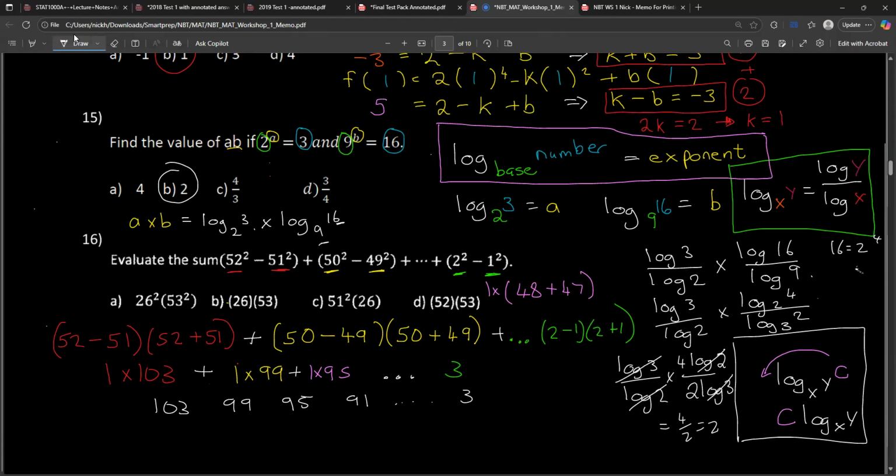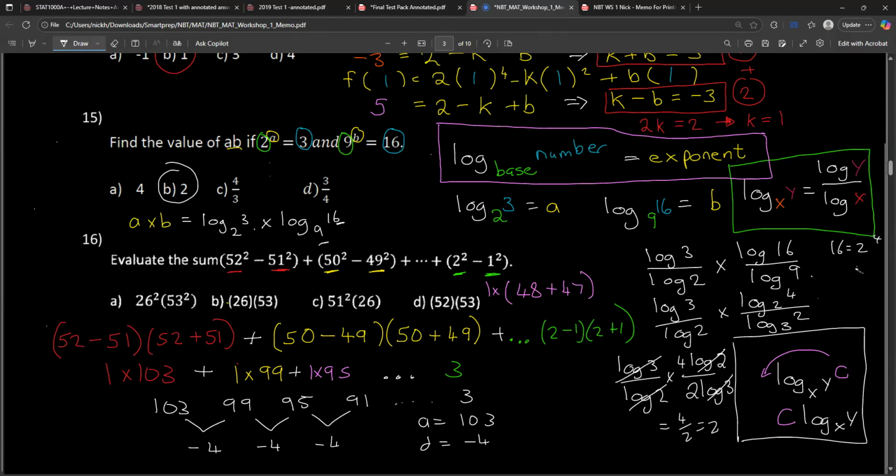So what we have here is an arithmetic sequence where the difference is 99 minus 103, which is -4. 95 minus 99 is -4, -4. Okay, so a is our first term, which is 103. d is our difference, which is -4.